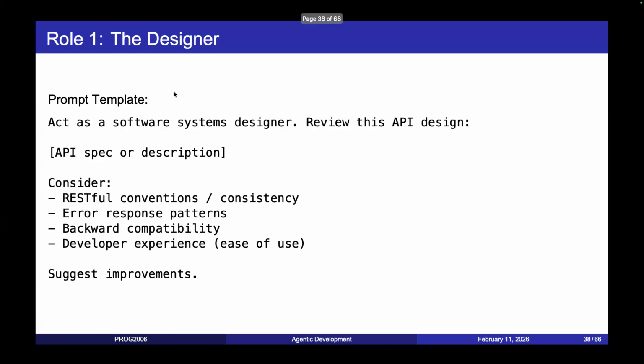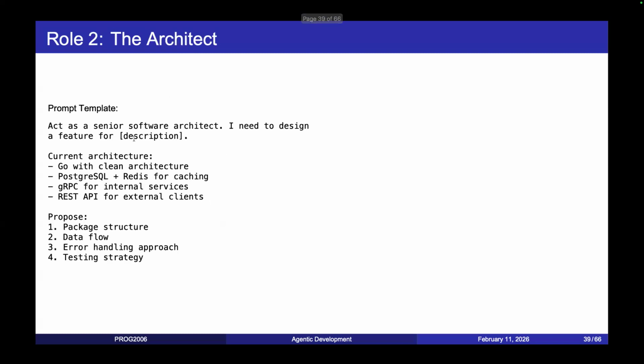Okay, so role one was the designer. Role two is the architect, right? So as a senior software architect, do some designs, like current architecture uses this, propose a package structure or layout of the architecture, things like this. Testing strategy, same. Yeah, we're gonna talk about testing in a moment.